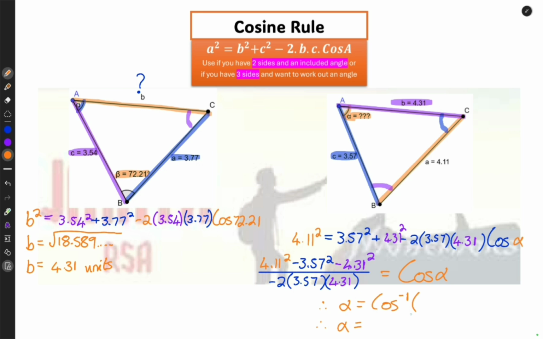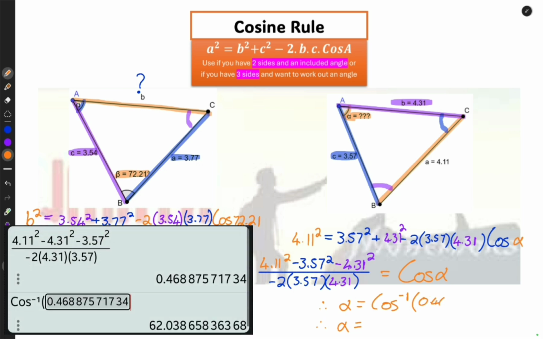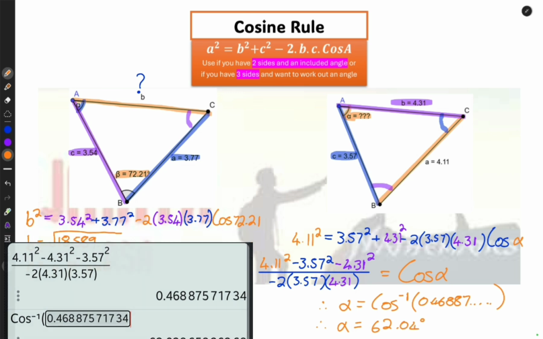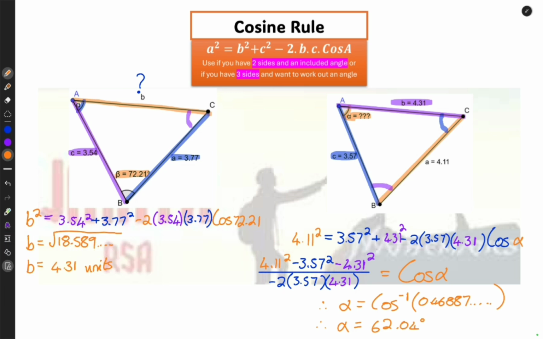Now I can just type in all of that in one shot in my calculator, and the calculator tells me this is 0.46887, and then it just continues on. And if I shift cos, I get an answer of 62.04 degrees. So please remember your degree sign. Don't write units next to it.